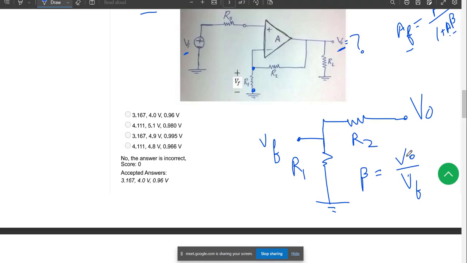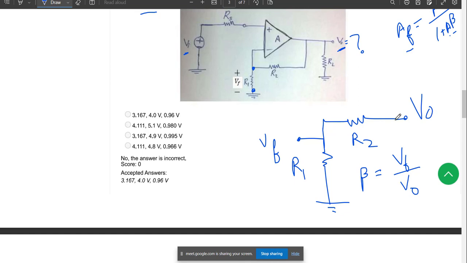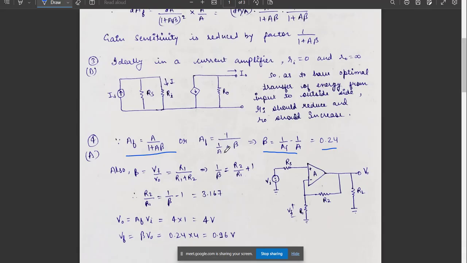No, sorry, sorry. Beta is equal to the voltage of feedback divided by the output voltage, that is VF by VO, right? Now we simply apply KVL here, and we got beta equals R1 upon R1 plus R2. From here, 1 upon beta can be written as R2 upon R1 plus 1.